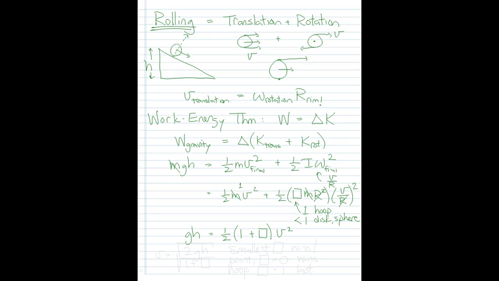So we can solve this for v, and we get that v is the square root of 2gh over 1 plus whatever that number is out in front of the moment of inertia. So the object with the smallest value for the box wins. It has the highest speed. So the point mass has a box of 0. It doesn't have any moment of inertia, so it wins. And the hoop, which has the box equaling 1, is the last to finish. Okay, there you go. That's it.